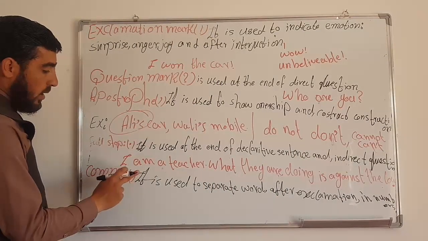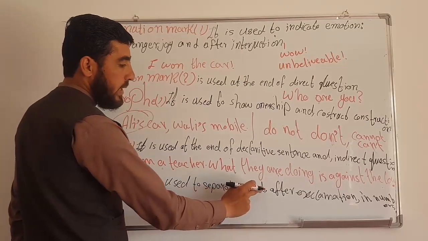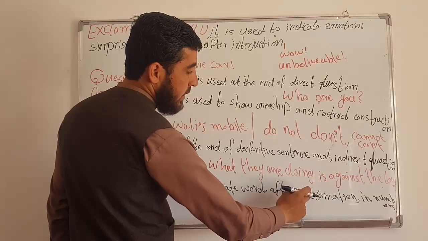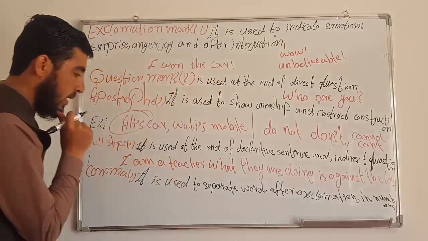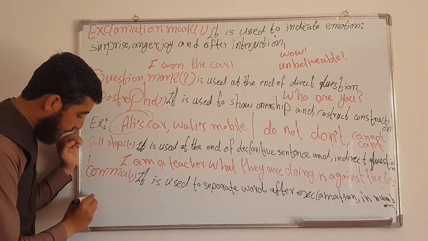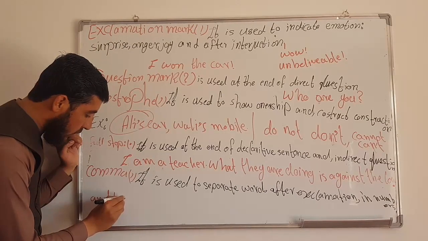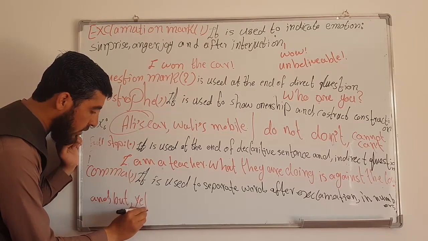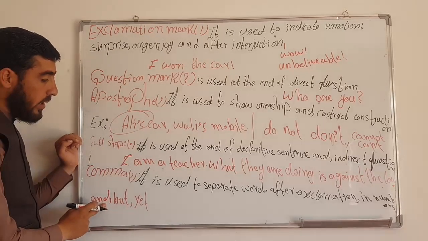And another one is the comma. It's used to separate words, after exclamations, and in numbers. First, let me explain words like and, but, yet, etc. And by comma we can separate them, right?